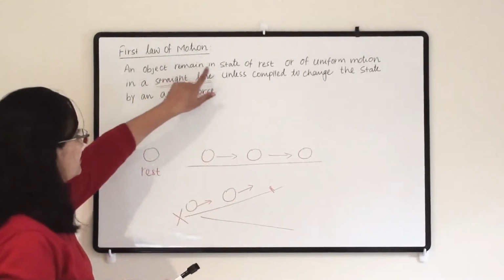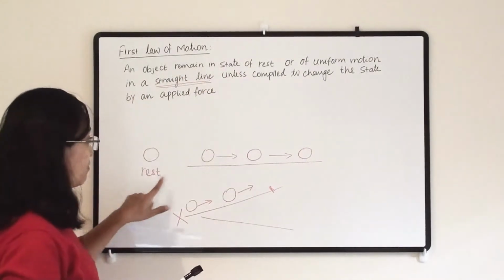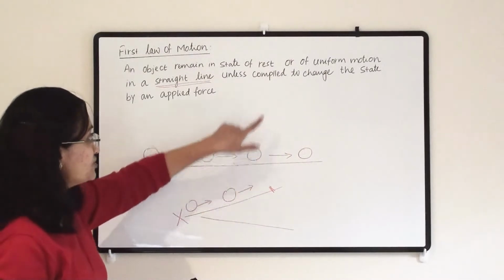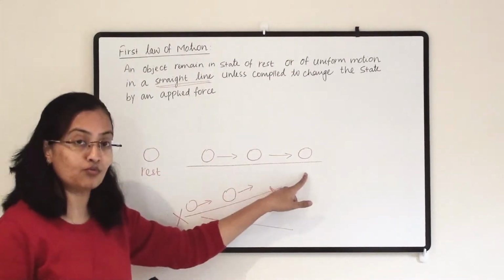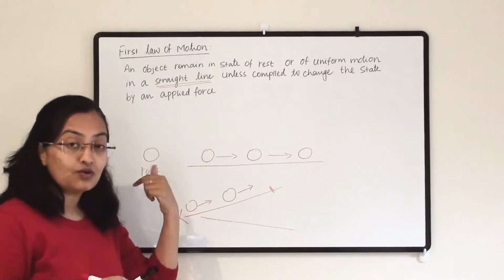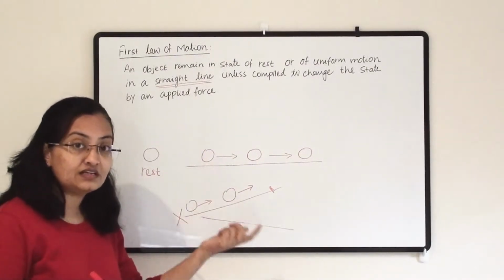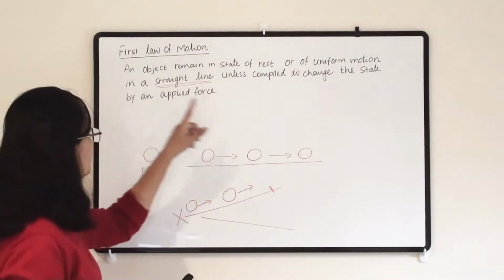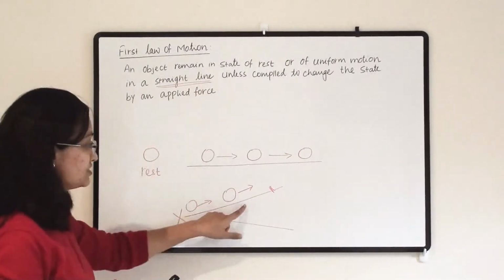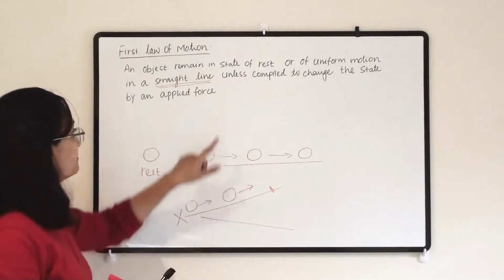So an object remains in the state of rest or in the moving condition or of uniform motion. It is uniform motion. That also means that we are not increasing or decreasing its velocity. Its motion is uniform in a straight line. So there is no slope over here.